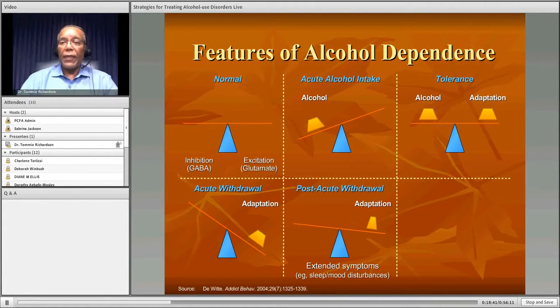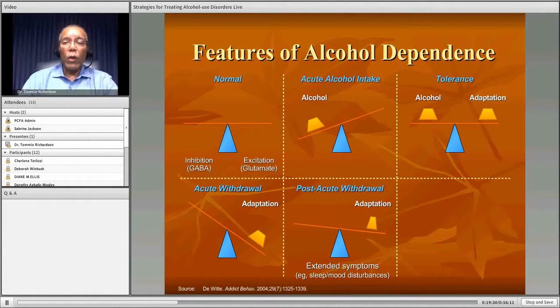And if you look at the third slide over, it shows you the tolerance. When tolerance has developed, once again, you get what is called neuroadaptation, and the brain now is tolerant to alcohol. So it takes a certain amount of alcohol to keep the brain balanced. And the left lower slide shows you what happens in acute withdrawal. The pendulum swings to the glutamate, and that's where the symptoms come in, and that's why we have to detox these people with various drugs to bring the brain back into balance and prevent DTs or withdrawal seizures.